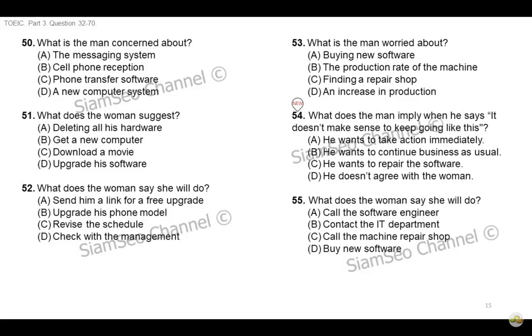Do you think we should just replace the machine again? Yeah, it doesn't make sense to keep going like this. I'll call the machine repair shop and get a quote on the repairs, and we can decide what to do. Okay, but let's get it done as quickly as possible, please.